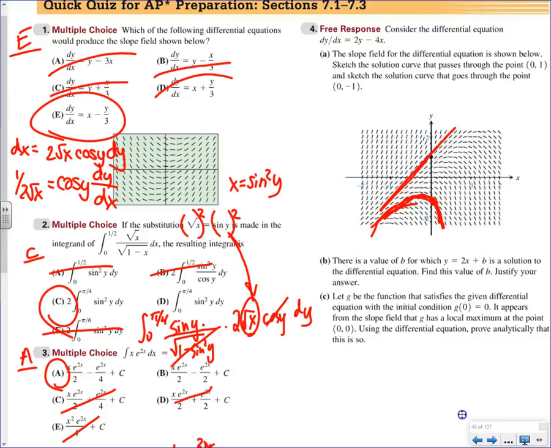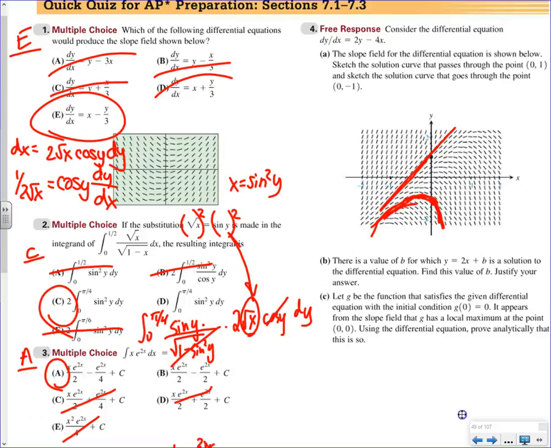How about letter B? They love doing this kind. I've seen it recently quite a few times. Well, there's a value b for which y equals 2x plus b is a solution to the differential equation. Find this value of b, but how? Plug in. It'd be great. Plug in what? Well, derive, plug in 0. You don't integrate, it's impossible. Derive. You have a 2y minus a 4x, it's impossible to integrate.